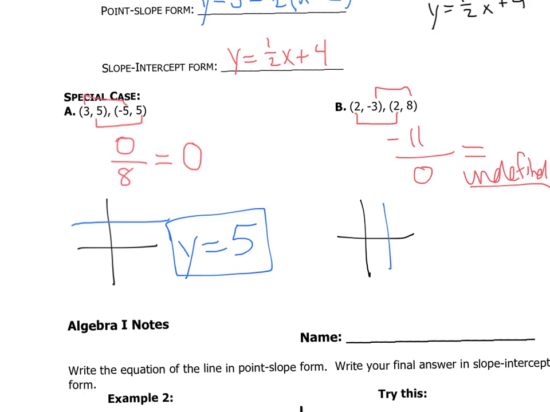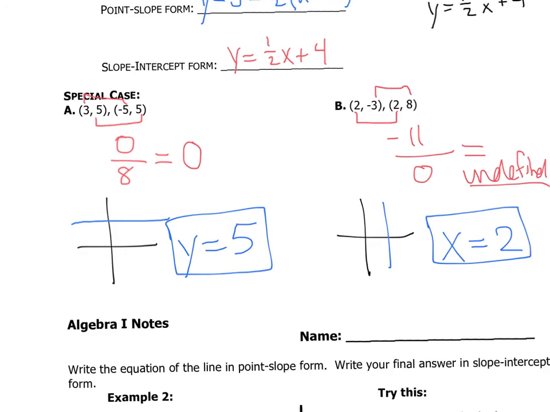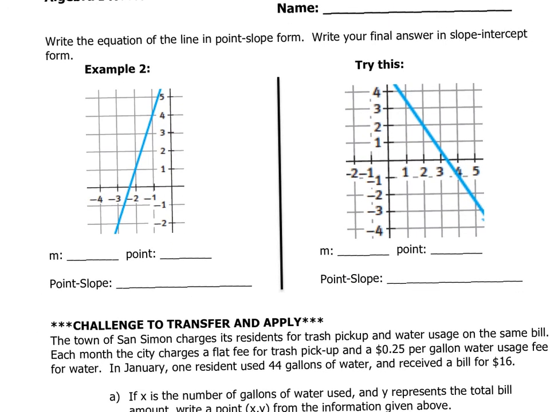They only cross the x-axis right here. This is the x-axis. It only crosses the x. Therefore, this is an x line, and whatever your x value is up here, they're both 2. So x equals 2. And those are special cases, so only if you get a slope of 0 or undefined, those are what your answers are going to look like. Okay, let's move on to the next page.